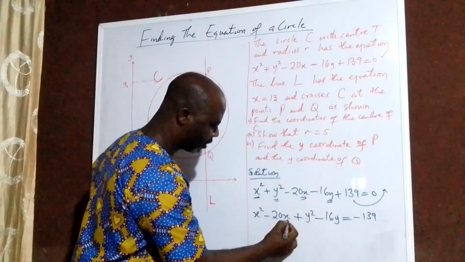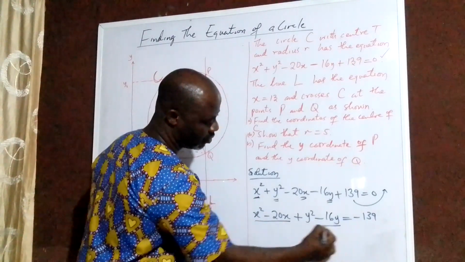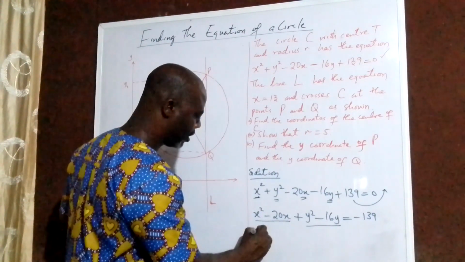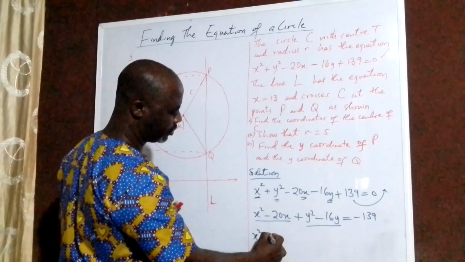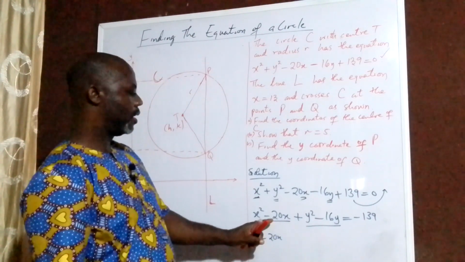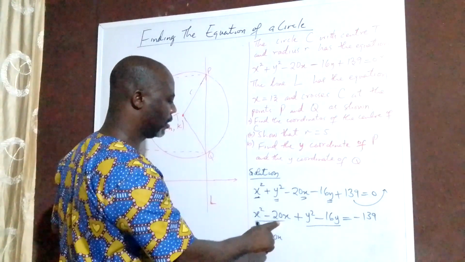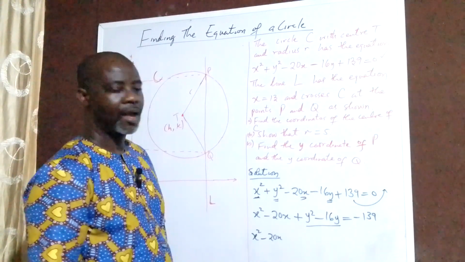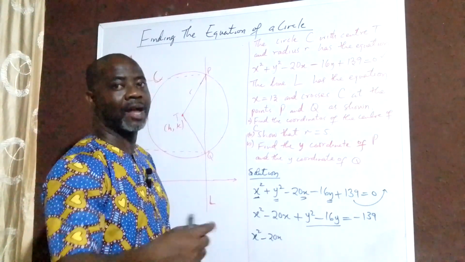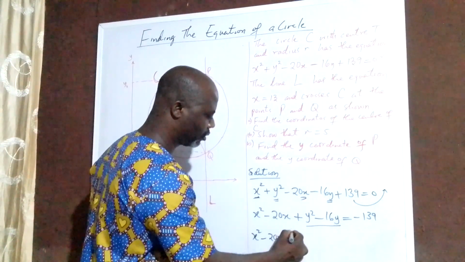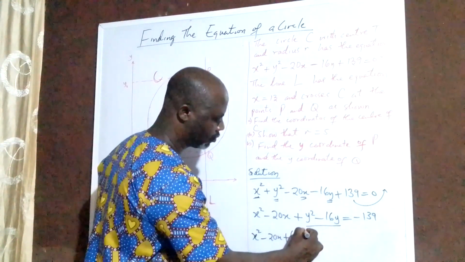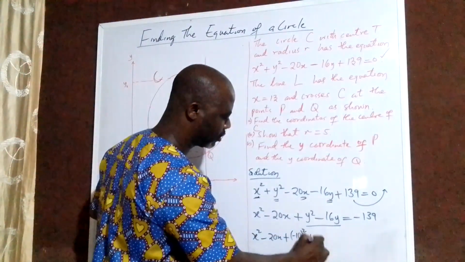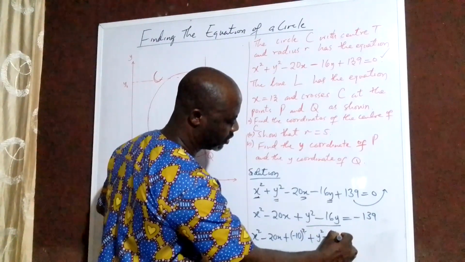So I will complete the square of this and then complete the square of this. How do I complete the square? What I'm going to do is first I write down my x squared minus 20x. So to complete the square of this, I'm going to find half of the coefficient of x. The coefficient of x is minus 20. Half of that is minus 10, and then I will square it. So I will just add minus 10 squared to this. So I completed the square of that. Plus y squared minus 16y.